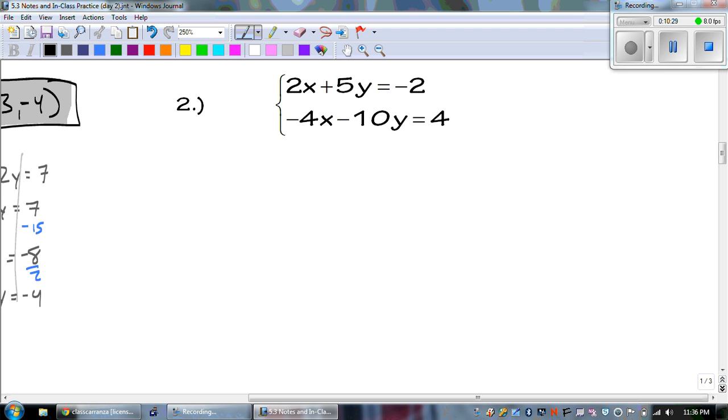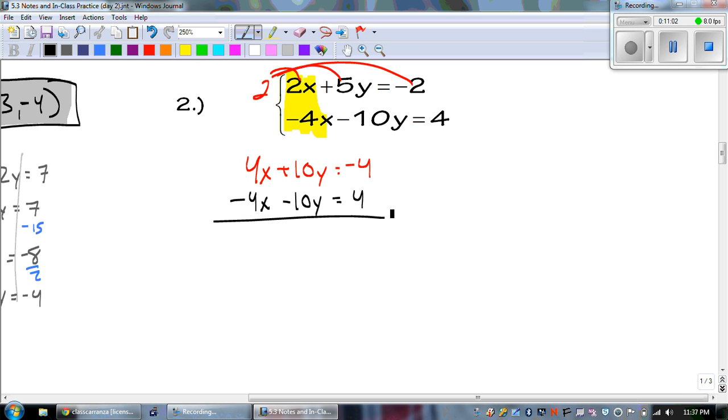Okay, number 2. What do you notice? Yeah, I notice that the x's are lined up. And one's positive and one's negative. So, yeah, just multiply the top by 2. Okay, so we get 4x plus 10y equals negative 4. Now on the bottom we have negative 4x minus 10y equals 4.